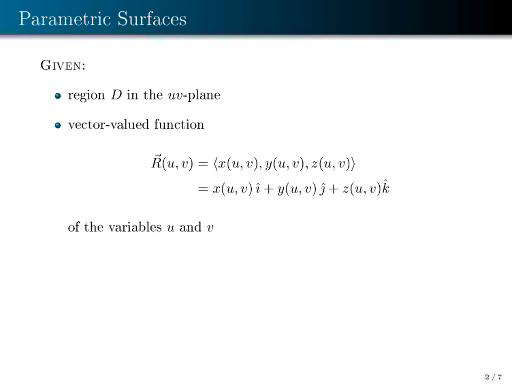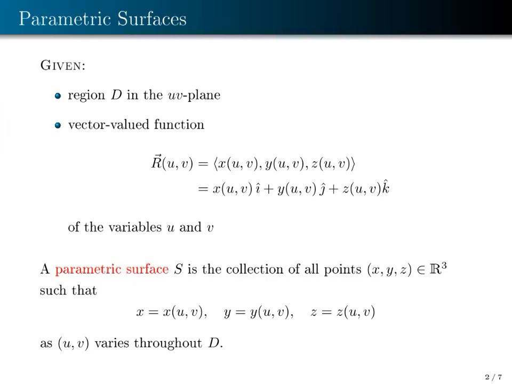Consider the vector-valued function r in 2 variables u and v with components x of uv, y of uv, z of uv, which we can also write as x of uv i hat plus y of uv j hat plus z of uv k hat, defined on some region D in the uv plane.